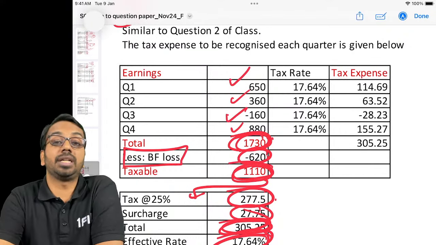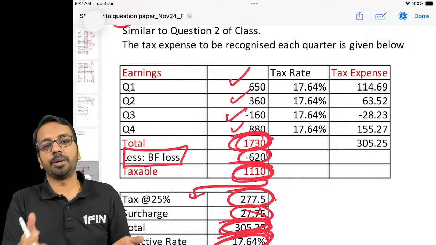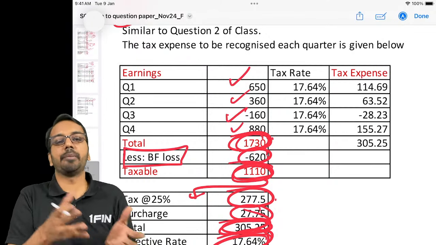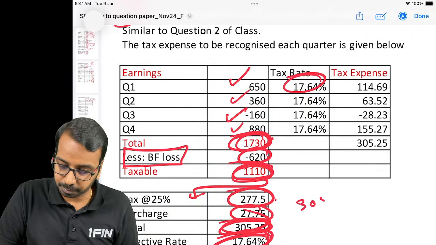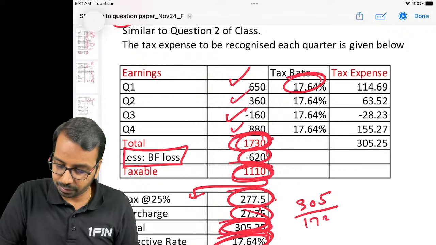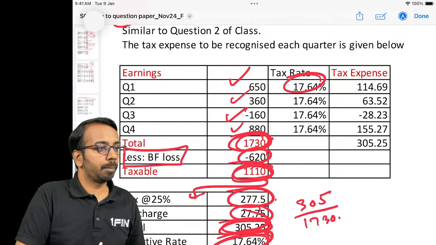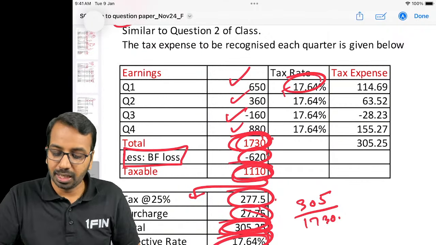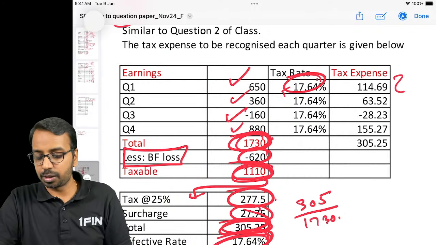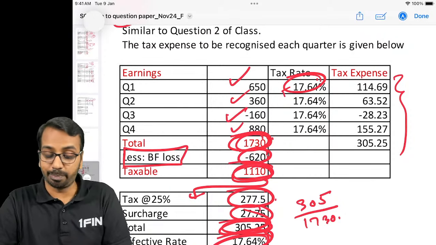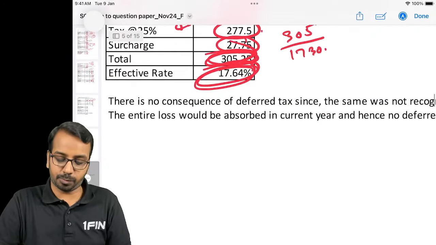Now, why is no impact of DTA given? Because the deferred tax asset was not recognized in the previous period, so in the current period also, that reversal will not happen. So the DTA impact will not be required. Okay. So the tax rate is 17.64, which is nothing but 305 divided by 1730. When you are doing calculations on your calculator, if you have taken just rounded numbers, then these numbers will be slightly different because I have used Excel to do it. Okay. So 17.64, this is the respective tax expense, this is the tax benefit, and this is the total tax expense.